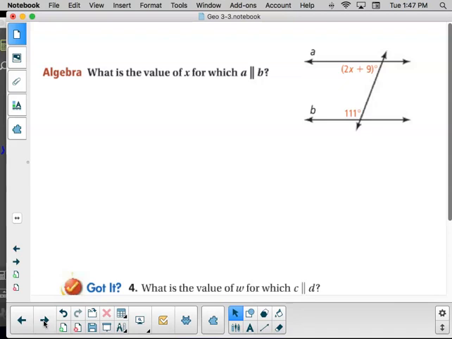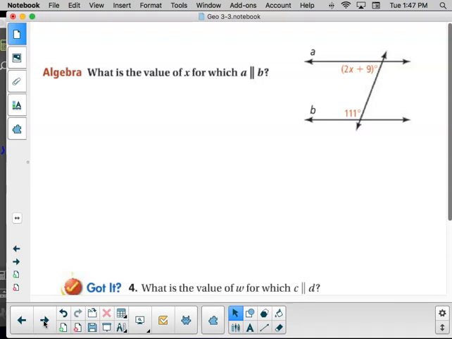What type of angles are they? Alternate interior, alternate exterior, corresponding, or same side? Same side. What's the property that same side interior angles have? They're unique in form. The two angles do what?